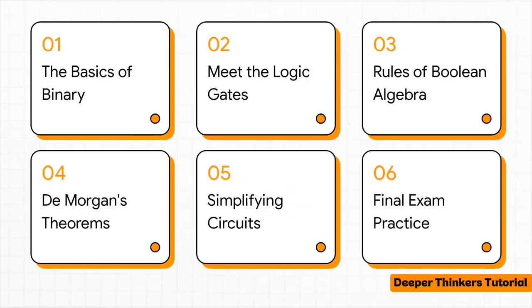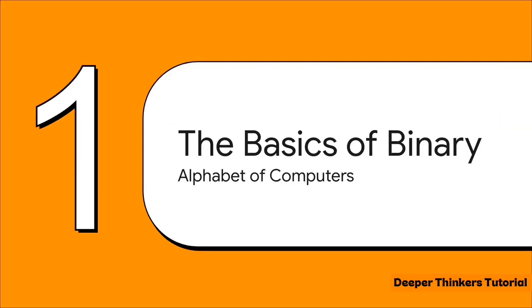Okay, think of this explainer as learning a completely new language. We'll start with the language of ones and zeros. Then, just like the alphabet, we'll move over to meeting the logic gates, which are the vocabulary, and we'll learn some rules of Boolean algebra and De Morgan's theorem. Finally, we'll simplify the logic gates.